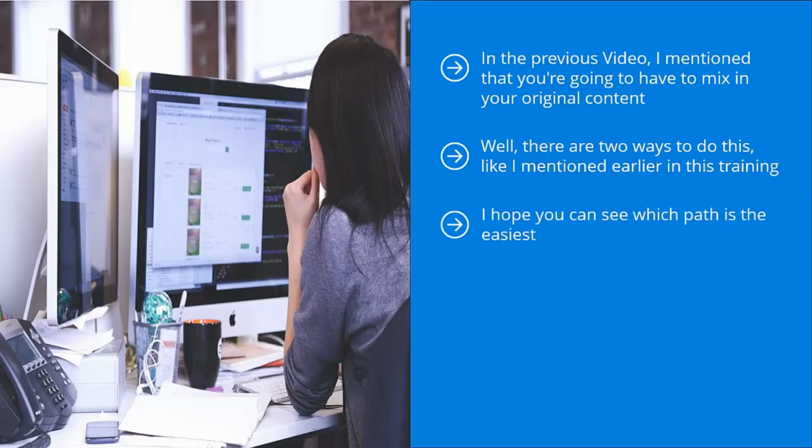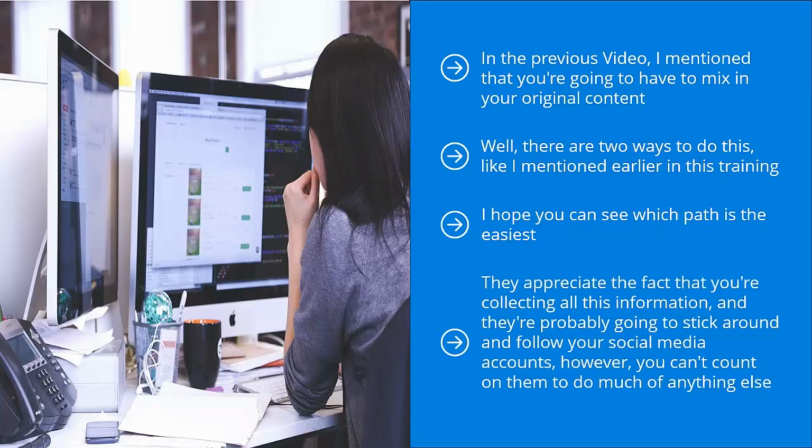I hope you can see which path is the easiest. It should be obvious. If you are sharing the very best content in your niche, your original content must be at the same level or better. Otherwise, your followers are not going to take the bait. They're not going to trust your brand. They appreciate the fact that you're collecting all this information, and they're probably going to stick around and follow your social media accounts. However, you can't count on them to do much of anything else.